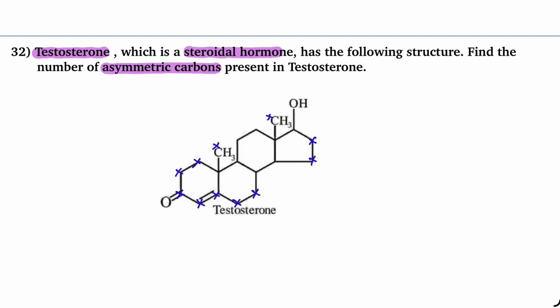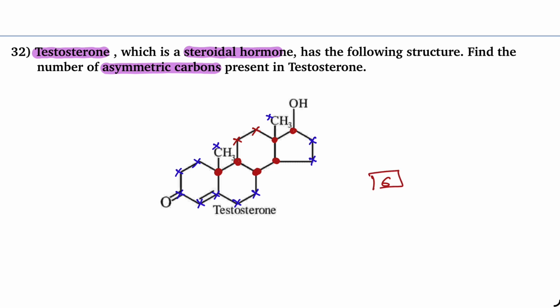But if you carefully observe, this particular carbon has 4 different groups. You can check the 4 different groups. This is having 4 different groups. This is also having 4 different groups. This also has 4 different groups, but here we need to ignore because they are CH2 groups. Ultimately 1, 2, 3, 4, 5, 6. So it has 6 chiral carbons, testosterone.